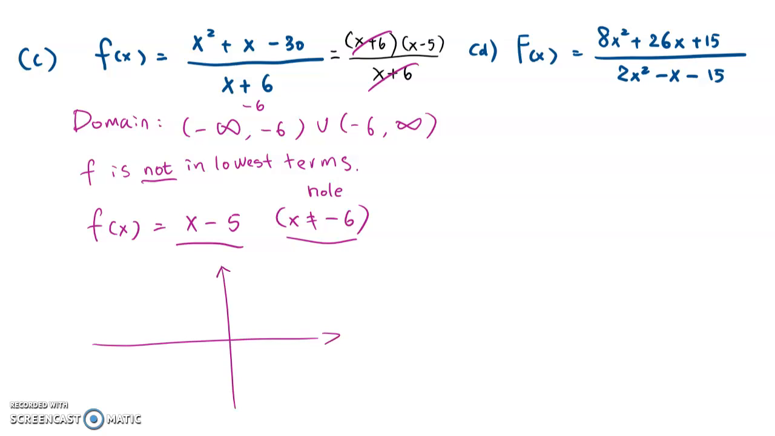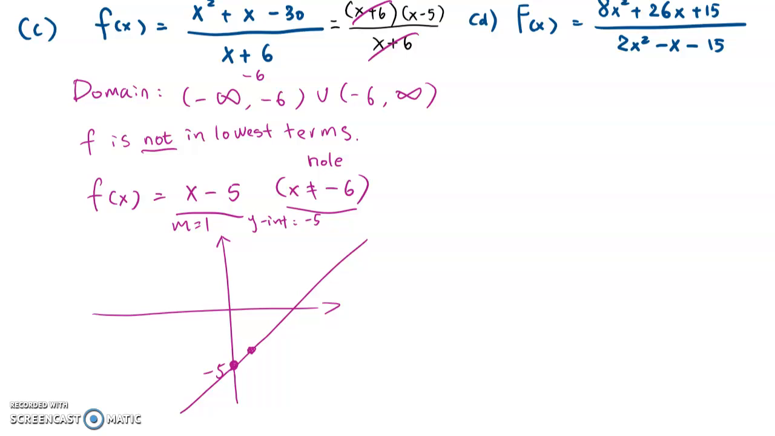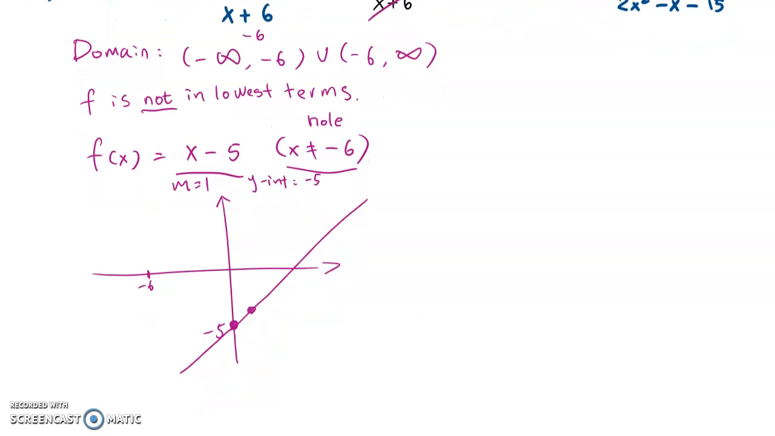So for this line, the slope is 1 and the y-intercept is negative 5. So starting from negative 5, which is the y-intercept, and the slope is 1, so 1 over 1. Connect the 2 points. You've got your line. But don't forget, you have a hole at x equals negative 6. Say it's right here. So that means your graph will have a hole at this point. So it's a line with a hole in it. Okay, so that's for the first function.